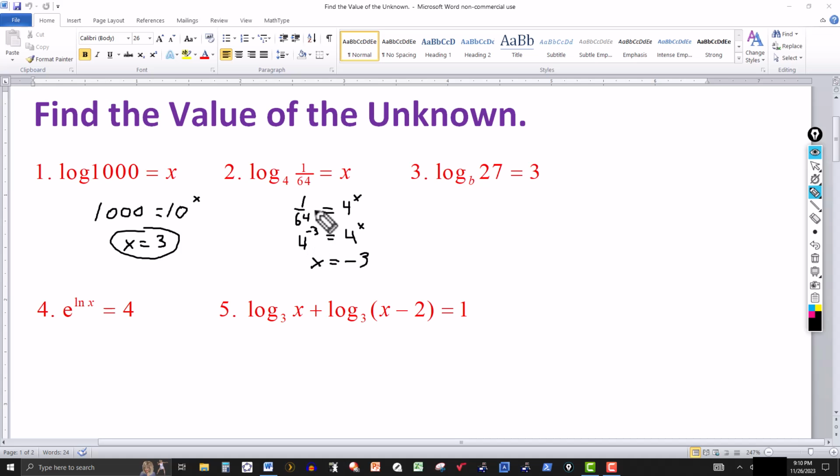4 to the negative 3 is 1 over 64. So you could actually have gotten it from this right there. X equals negative 3.